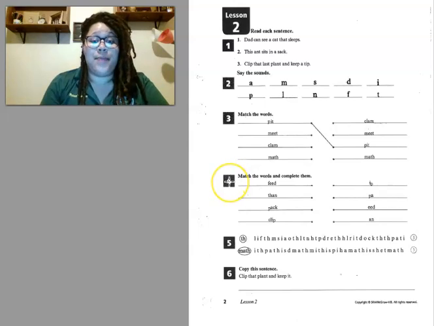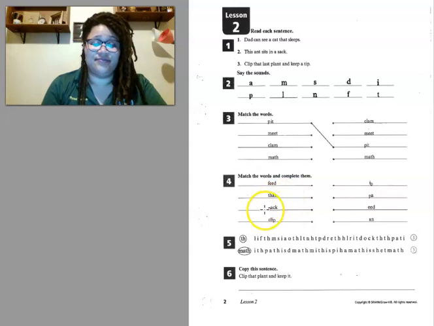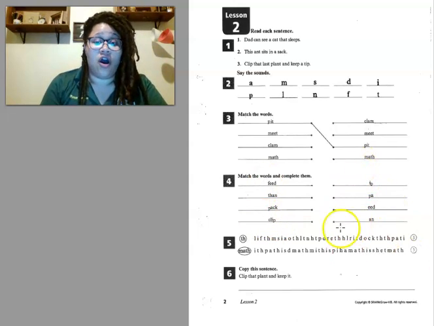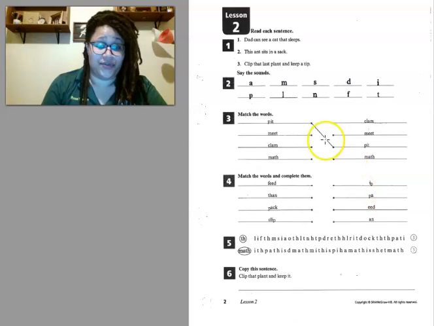In part 4, you will match the words and complete them. I will read the words in the first column. Feed, than, pack, clip. Now you have to draw the lines from the first column to the second column. All of the words in the second column are missing some letters, so you have to fill in the missing letters to make the word.